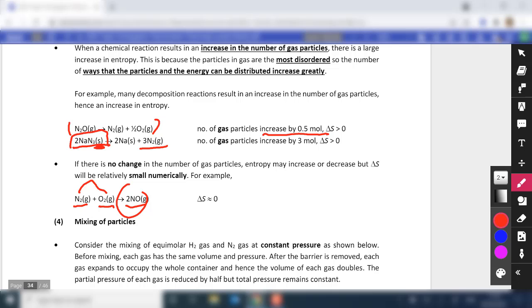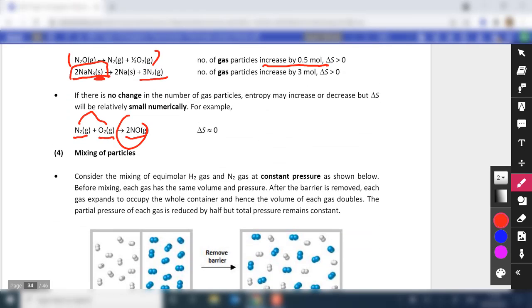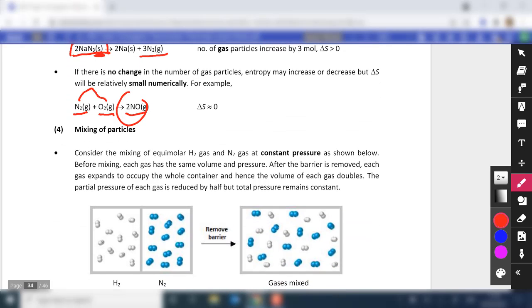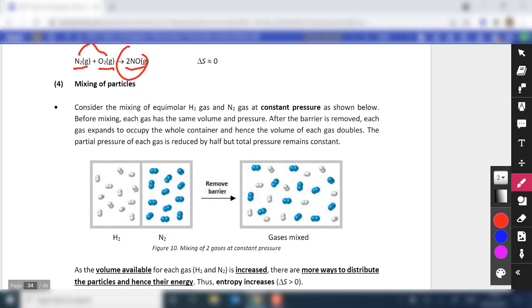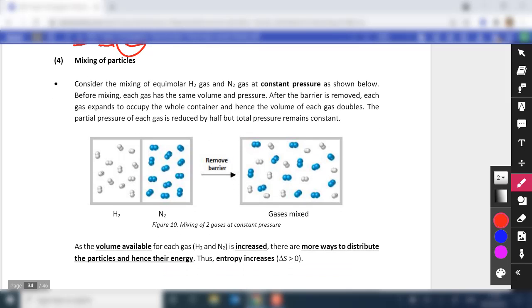Yep. And then, of course, mixing as well. Normally, mixing allows a positive change in entropy. So let me just give you a very simple example. In this case, you notice that H2 occupies a volume V1, let's say, and N2 occupies a volume of another V1. So the total volume is 2V1.